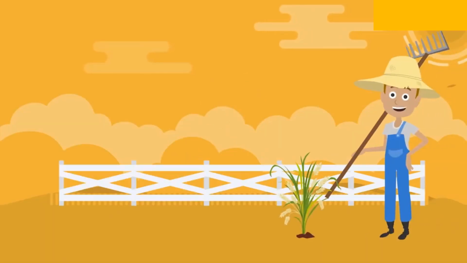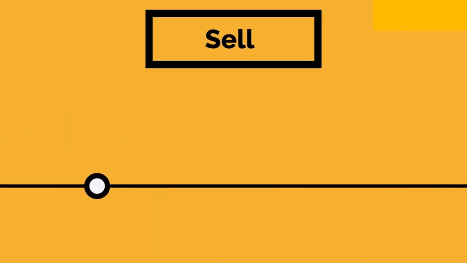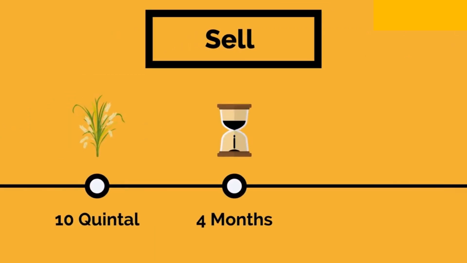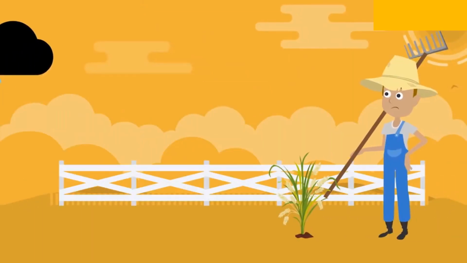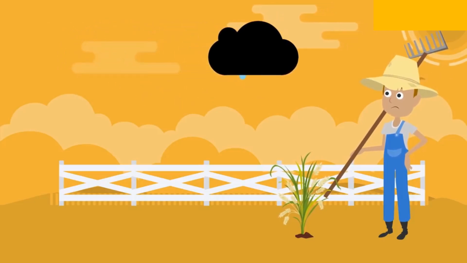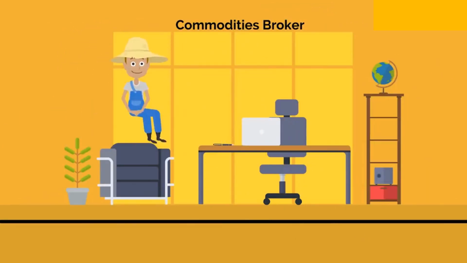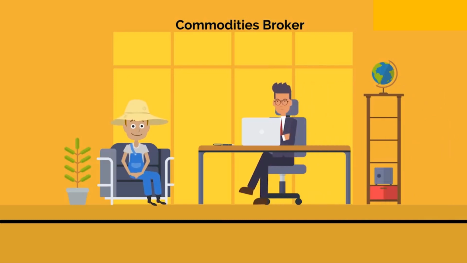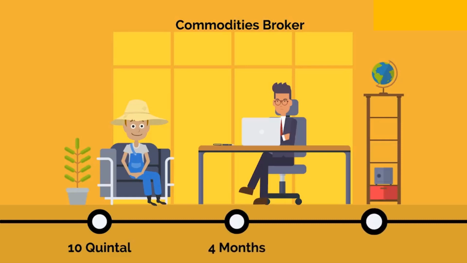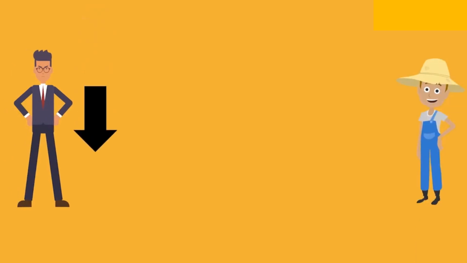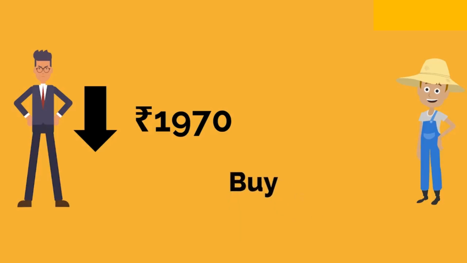Let's say a farmer who produces wheat expects to sell 10 quintals of wheat after 4 months at Rs 2000 per quintal. But he is afraid of some damage due to untimely rain predictions. To avoid the risk, he approaches a commodities broker and enters into a contract to sell 10 quintals of wheat production after 4 months at 2000. Therefore, if the prices fall to Rs 1970 due to large supply in the market, the broker will be bound to pay Rs 2000 to the farmer.